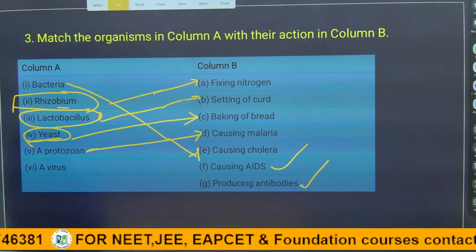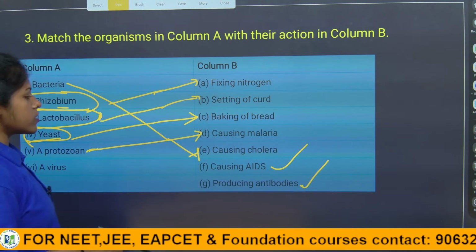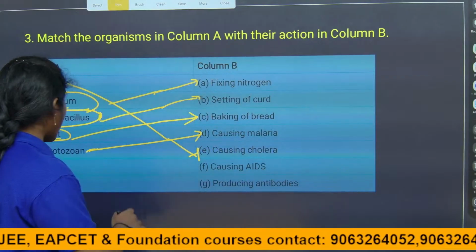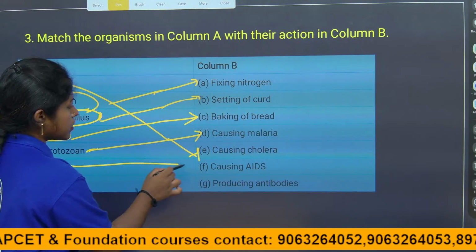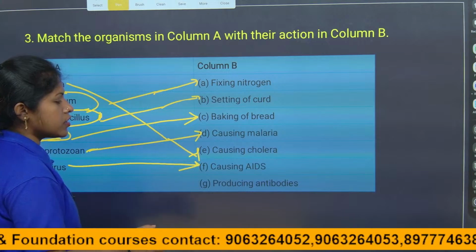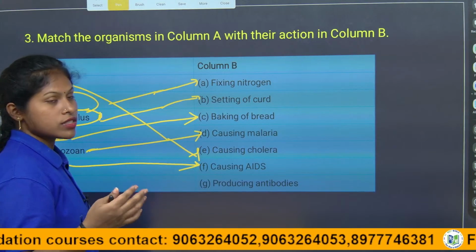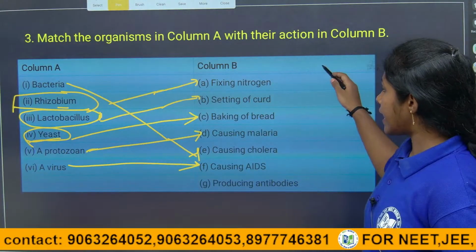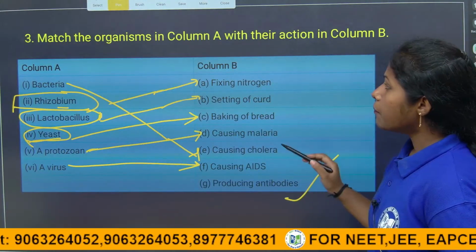Next, and the last one, children, virus. Does a virus produce antibodies? No, not at all, right? So the virus, the HIV virus, is the causative agent for causing AIDS. So these are the correct answers for the match the following, children.